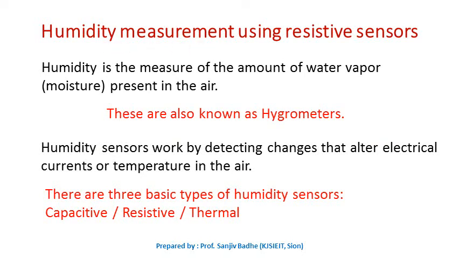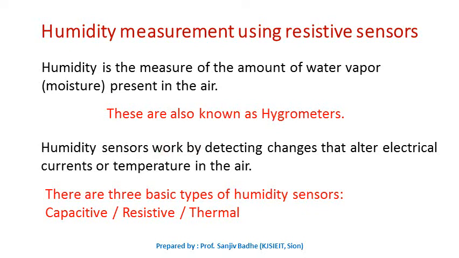Next topic is humidity measurement. Resistive sensors can be used for humidity measurement. Humidity is nothing but the measure of amount of water vapor or moisture present in the air. The sensors which are used for measuring the humidity are known as the hygrometers.